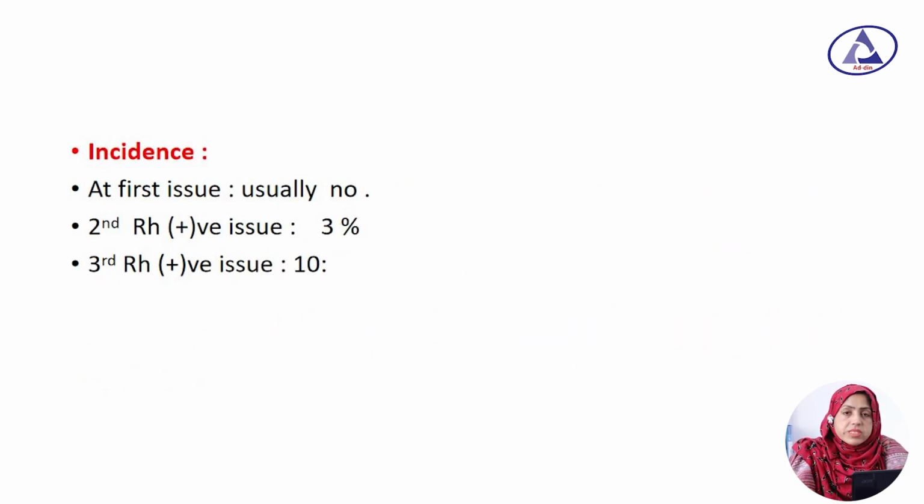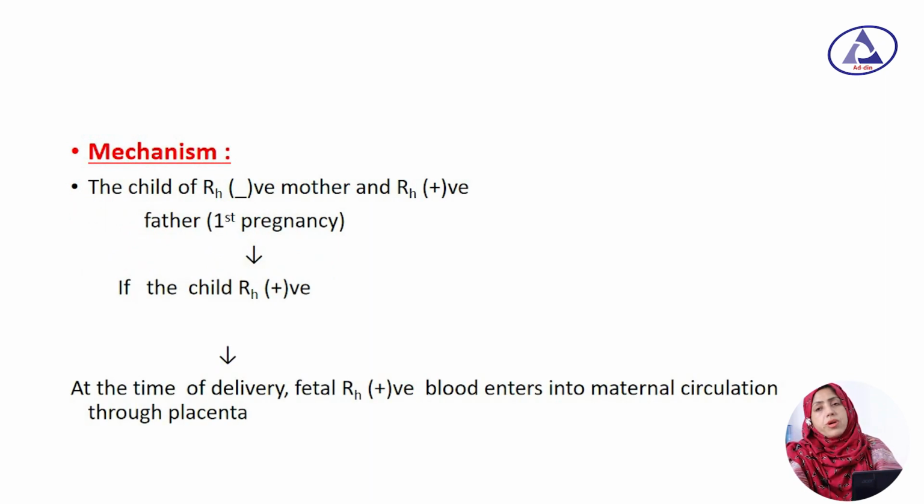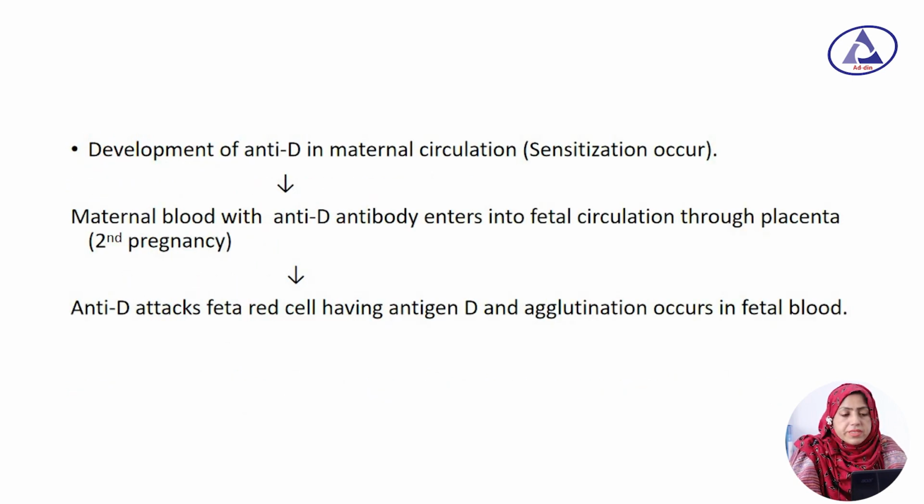Incidence: in the first issue, it usually does not occur. In the second Rh positive issue, the percentage is 3%, and in the third Rh positive issue, it is 10%. How does it occur? The child is Rh positive, the mother is Rh negative, and the father is Rh positive. At the time of delivery, fetal Rh positive blood enters into the maternal circulation through the placenta. Development of anti-D in the maternal circulation, so sensitization occurs.